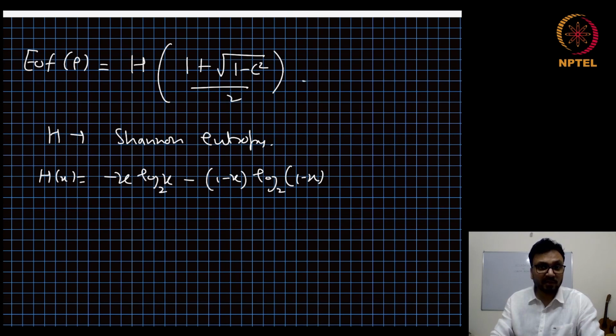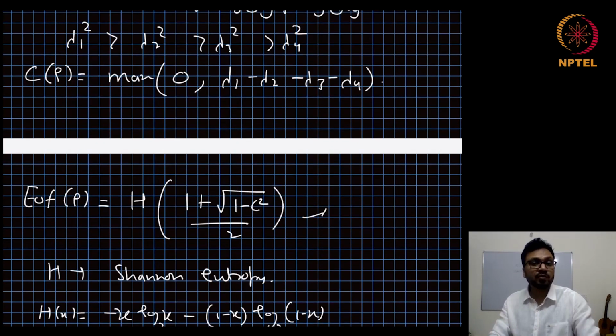This is the entanglement of formation, but if we don't want to go one step forward, this concurrence itself is a valid measure of entanglement, and most often this is what is used as a measure of entanglement for a 2-qubit system.